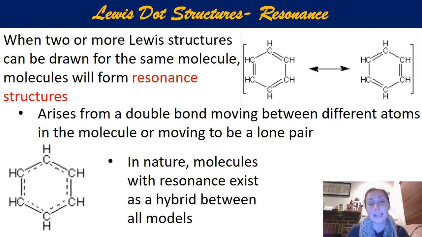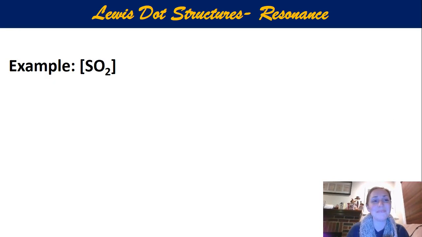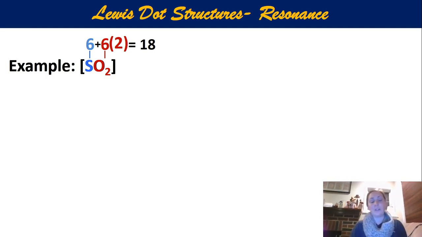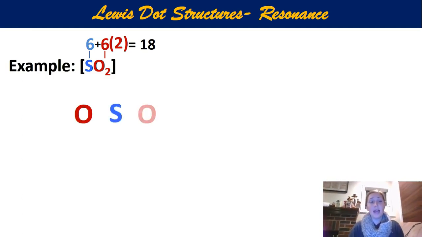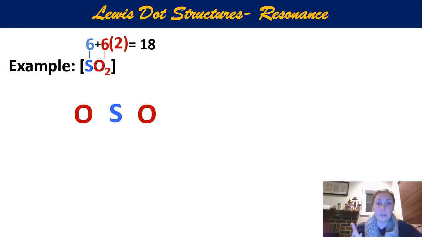It's not going to be stagnant like that, those double bonds are constantly going back and forth. So let's draw one. Okay, so I've got sulfur dioxide. I'm going to do exactly what I've done before. Sulfur has 6, oxygen has 6. I've got 2 oxygens added up. No charges to worry about. This is just a molecule, not a polyatomic ion. So, okay, 18 electrons. Sulfur goes in the center, and I've got 2 oxygens, 1 on either side.